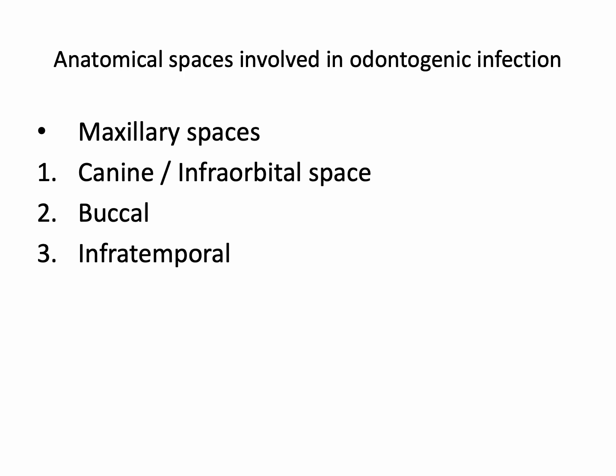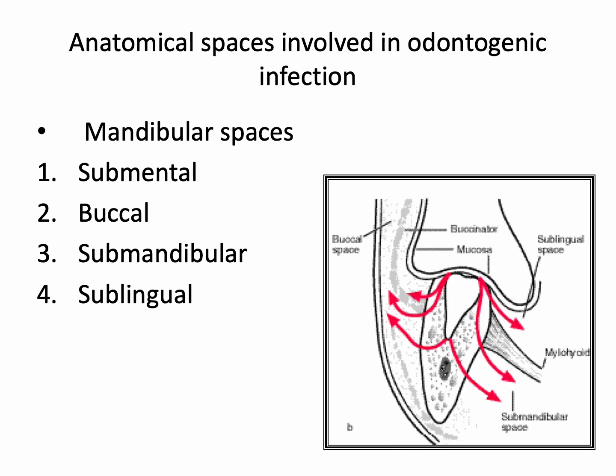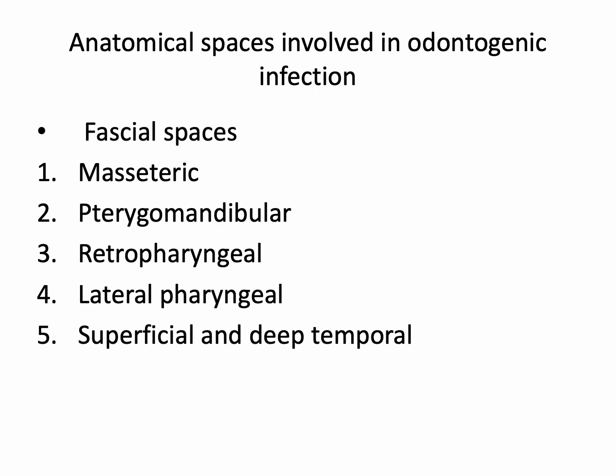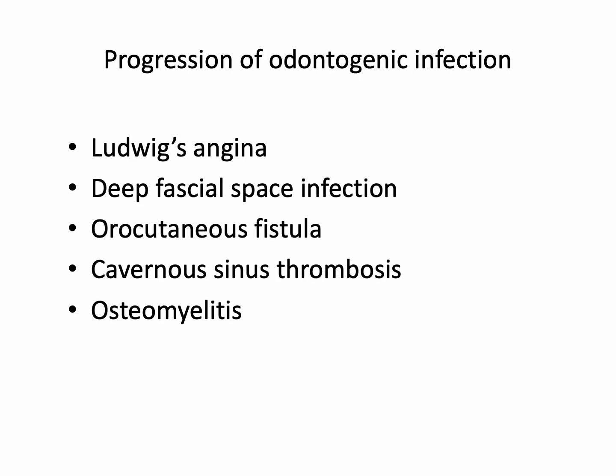There are three major anatomical spaces involved in odontogenic infection. The first is the maxillary space, which includes the canine or infraorbital space, the buccal, and infratemporal space. The second is the mandibular space, which includes submental, buccal, submandibular, and sublingual space. And the third is the facial spaces, which include masticatory space, pterygomandibular, retropharyngeal, lateral pharyngeal, and superficial and deep temporal space.